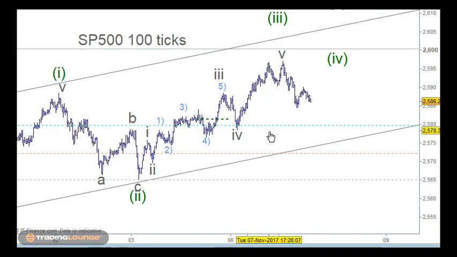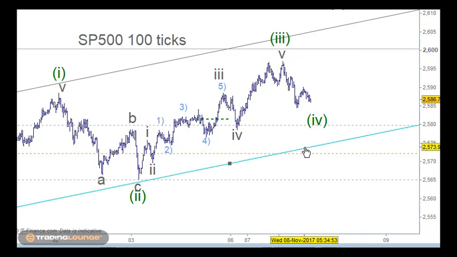I also think that this particular count is not correct either, because then I'd have wave 3 here and then wave 4 here. So this would end up with wave 4 overlapping this wave 1 over here. So this count is not correct either. There still needs to be work done on this.